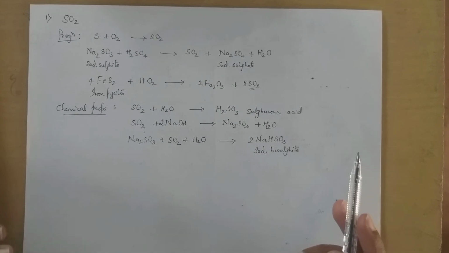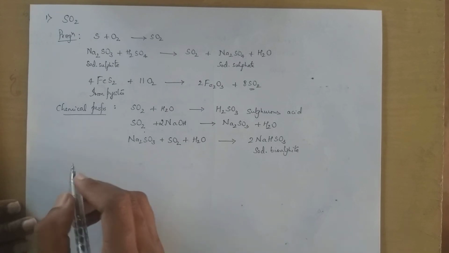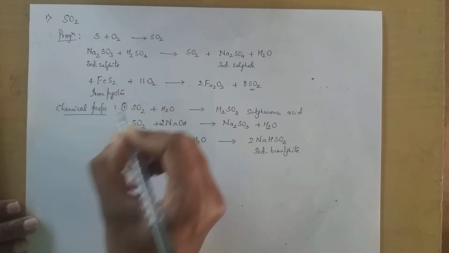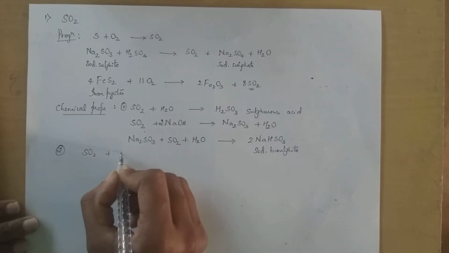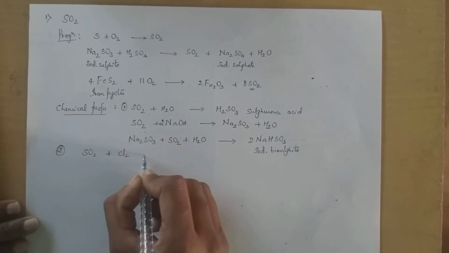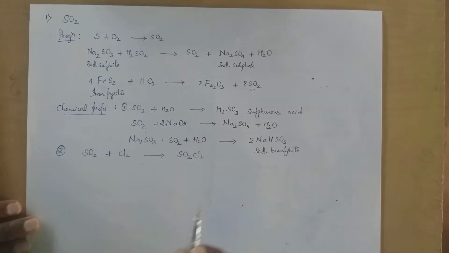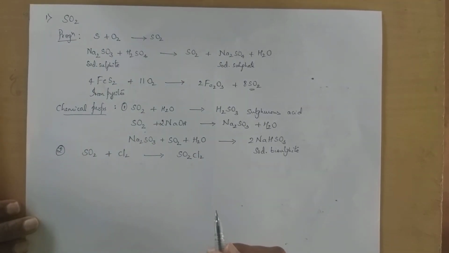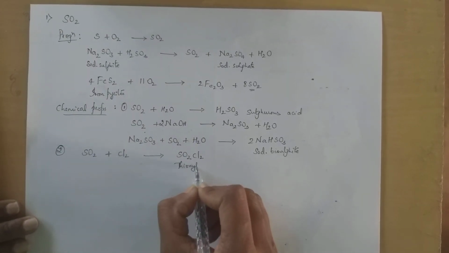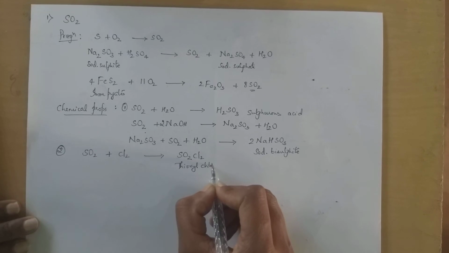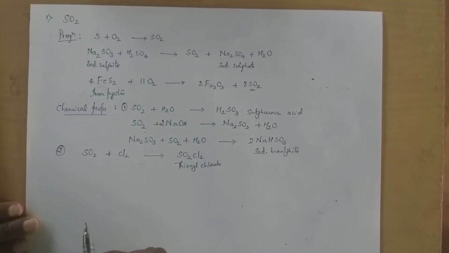Next, coming to addition reaction, how it reacts with other elements. Okay? So addition reaction. Here sulfur dioxide is treated with chlorine gas. So when treated with chlorine gas, we are going to get SO2Cl2. This we call thionyl chloride. Clear? So thionyl chloride, or sulfonyl chloride, we can also say.